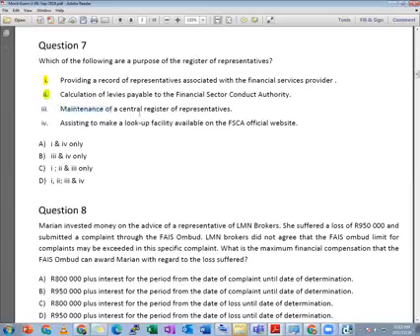And then maintenance of the central rep register. You see, their central rep register will be maintained and will be up to date when they remove you from Standard Bank and they put you onto ABSA. This means that the central rep register with FSCA will know that this guy has left Standard Bank and has gone to ABSA. Assisting to make a lookup facility available on the FSCA official website.